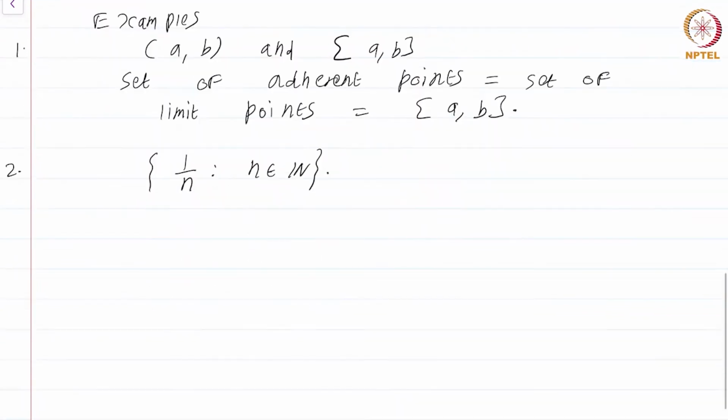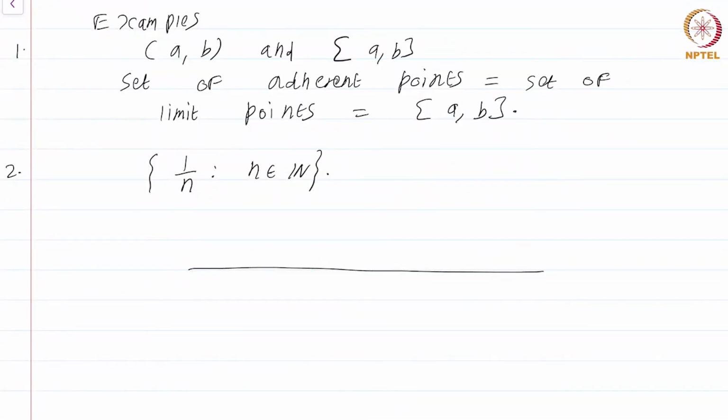Now let's plot this set. If this is 0 and this is 1, you have this point, you have this point, you have 1/3 which is somewhere here, and so on. You have points getting closer and closer to 0. Now observe that by the fact that every point of the set is automatically an adherent point, this automatically makes {1/n} a subset of the set of adherent points.